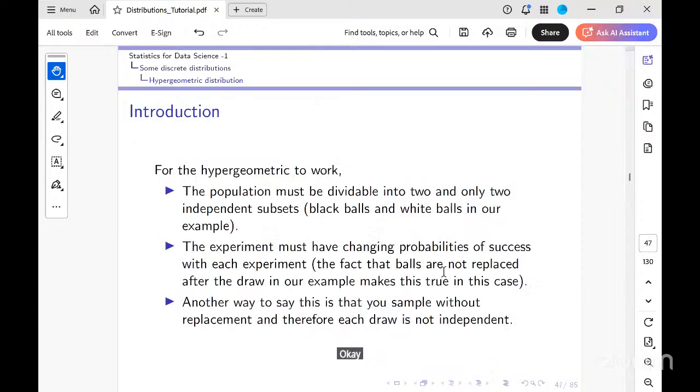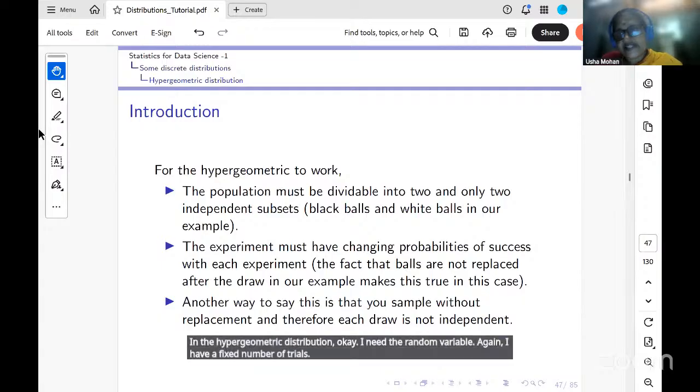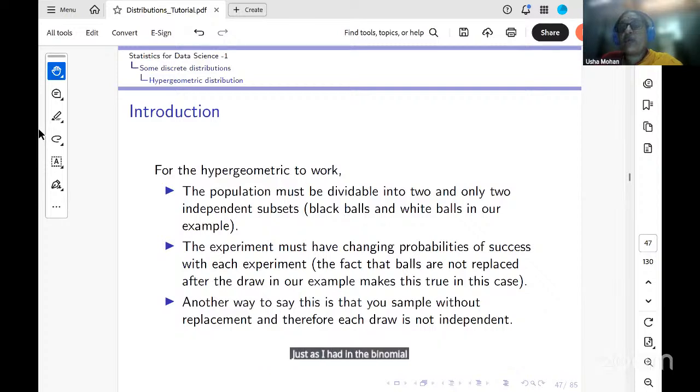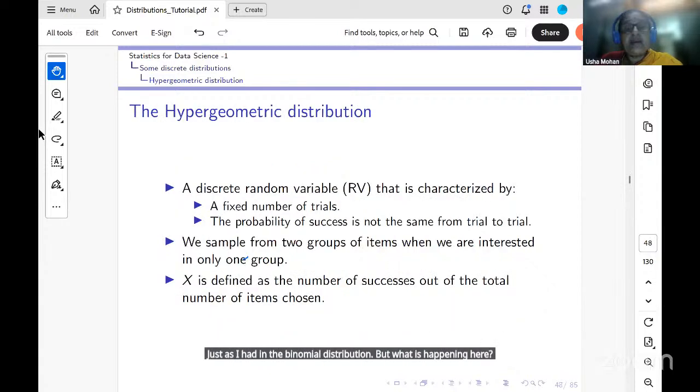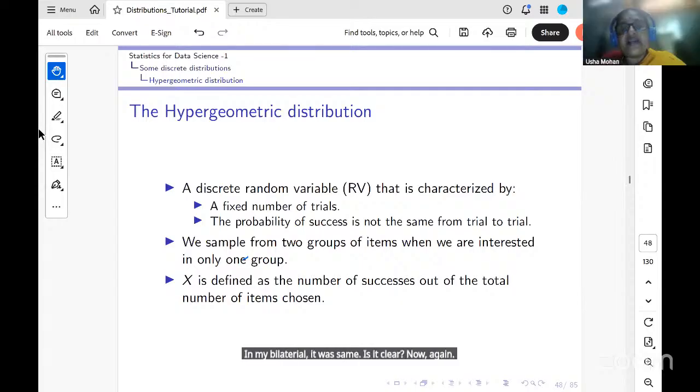Okay. So now let's introduce what is called the hypergeometric distribution. In the hypergeometric distribution, I need the random variable. Again, I have a fixed number of trials, just as I had in the binomial distribution. But what is happening here? The probability of success is not the same from trial to trial. In my binomial, it was the same. Is that clear? Now again, I am defining the number of successes out of the number of items chosen.